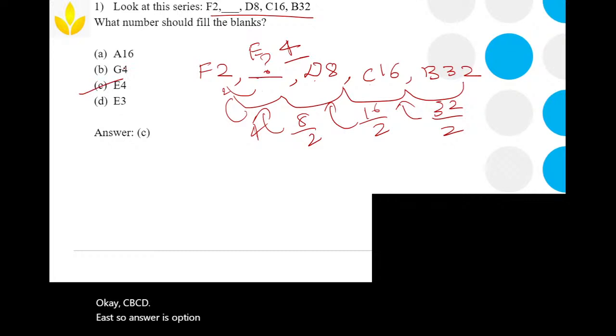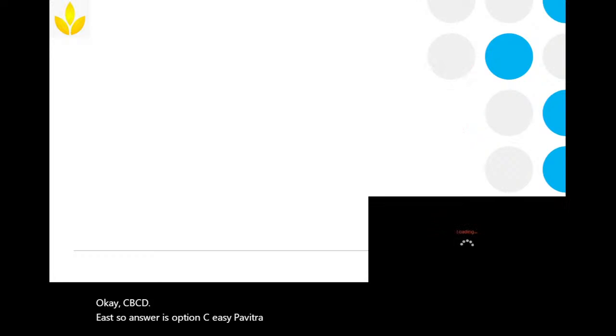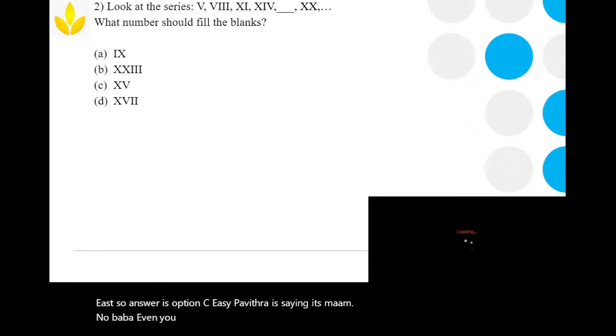Easy. Pavitra is saying yes, ma'am. No, Baba, even you are solving the question. So I think good. Okay. Now, till my timer gets loaded, you will solve the question and give the answer. Okay.